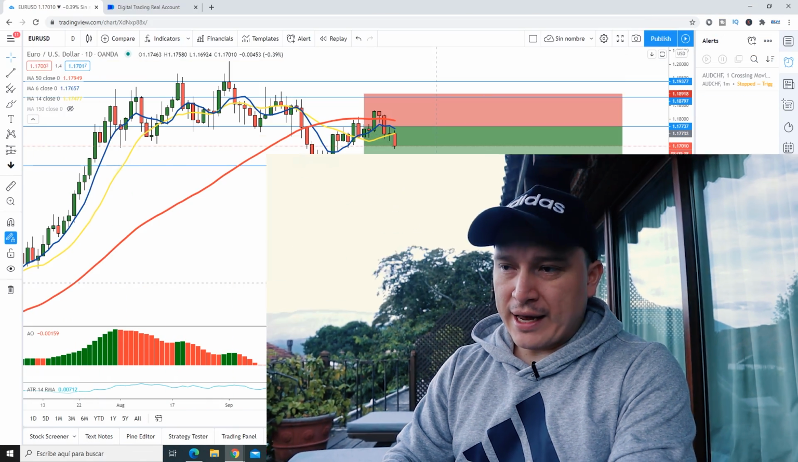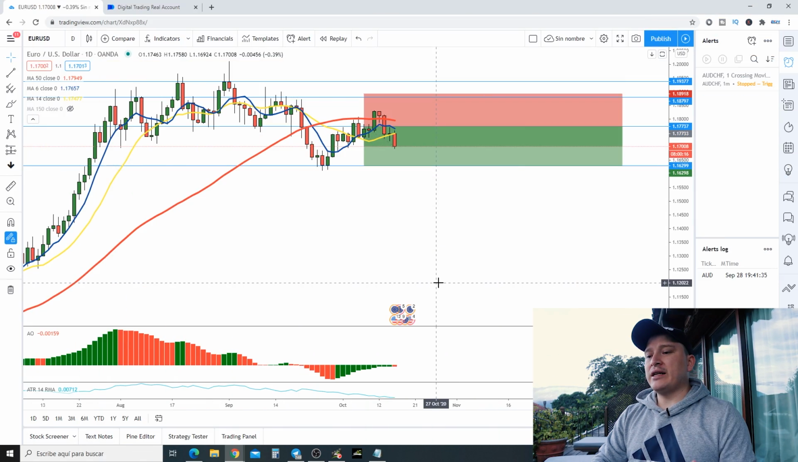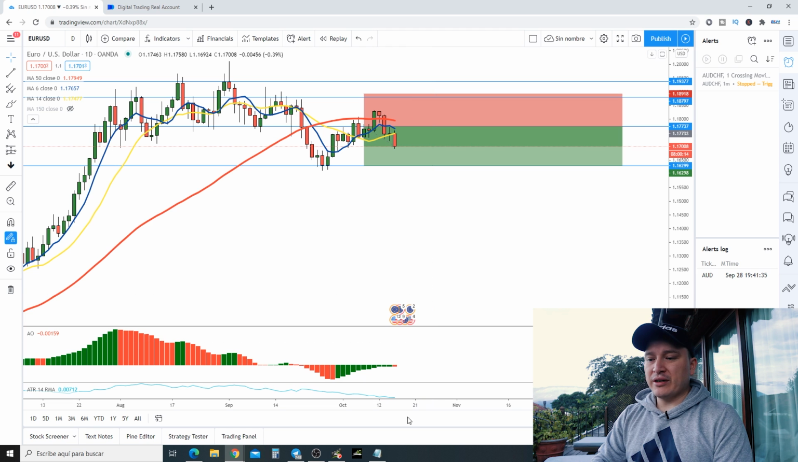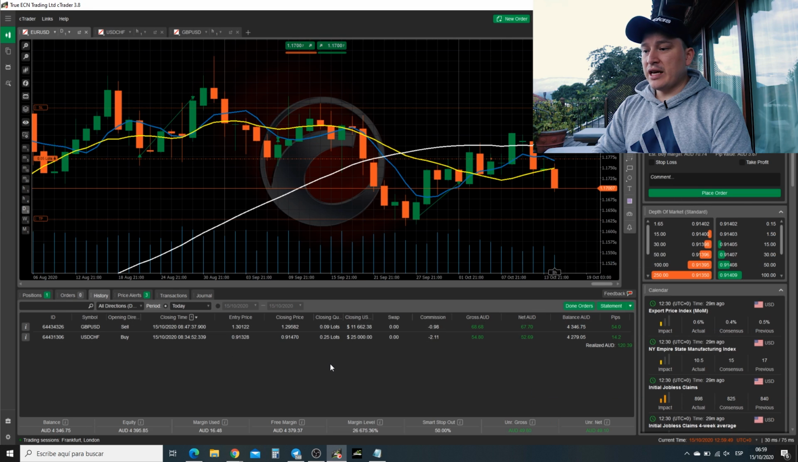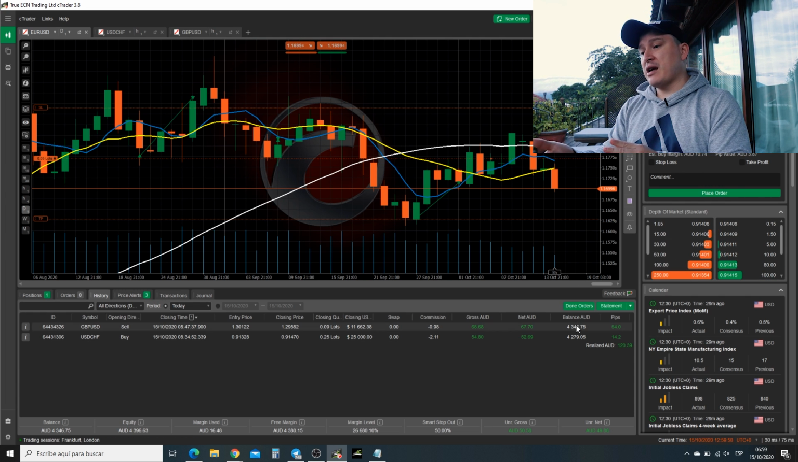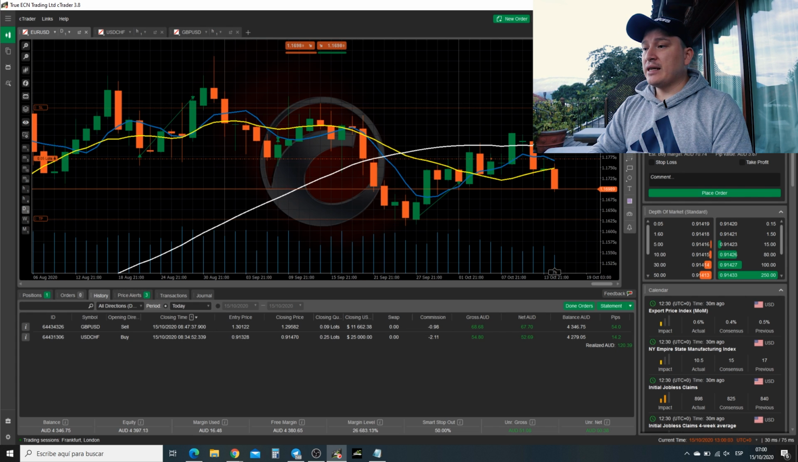Alright everyone, I'm over here on my TradingView platform, and I'm going to show you first the pairs that I actually traded. The first one was GBP USD and the second one was USD CHF. As you can see, I made $120.39 in two trades, and we're about to see how I did it.